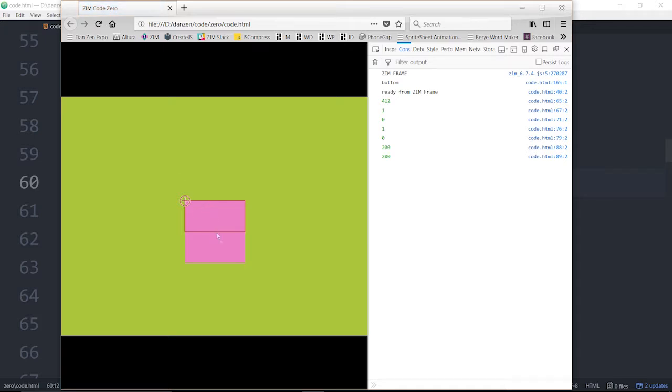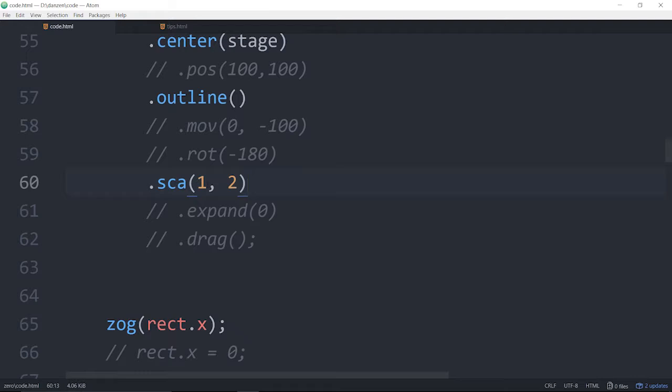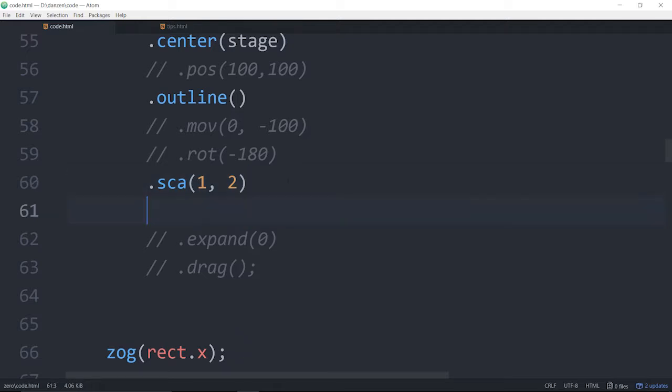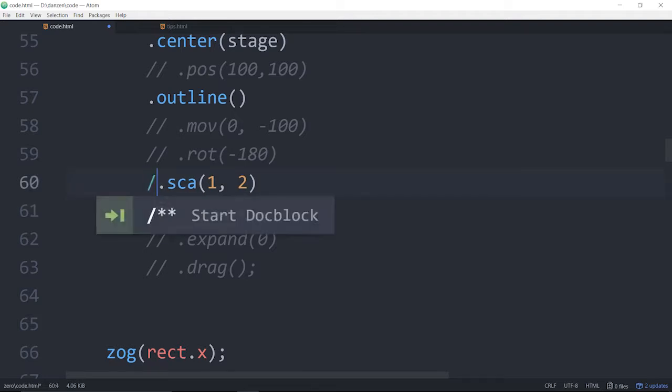And now the y is being scaled by 2, and the x is not being scaled. So scale can work by passing one parameter. We scale both. Oh, that wouldn't scale anything. We would go both. And by passing two parameters in that specific, there you go. So that's scale.